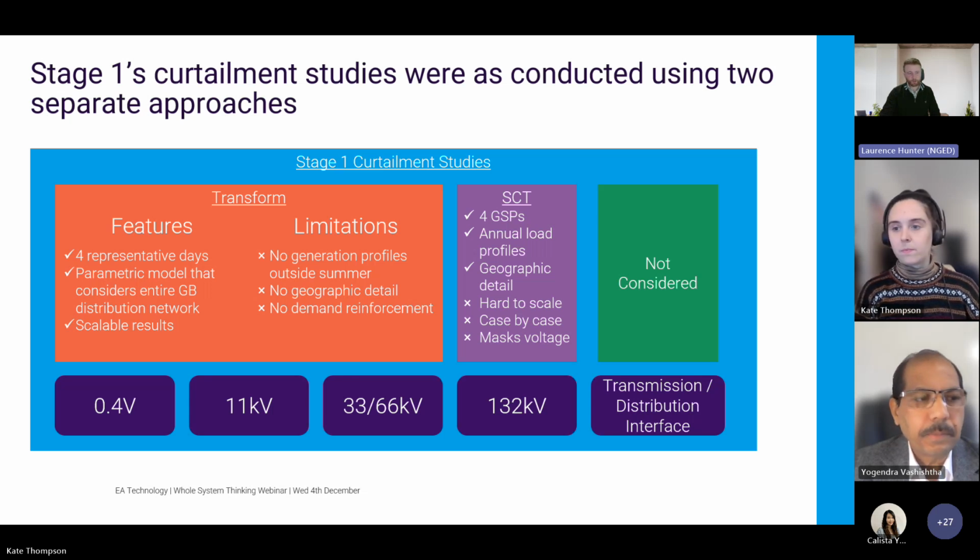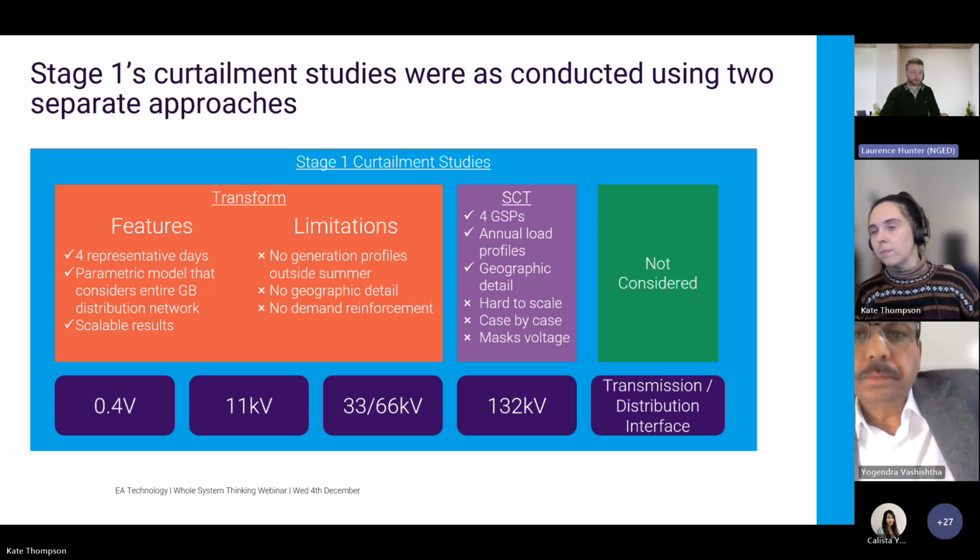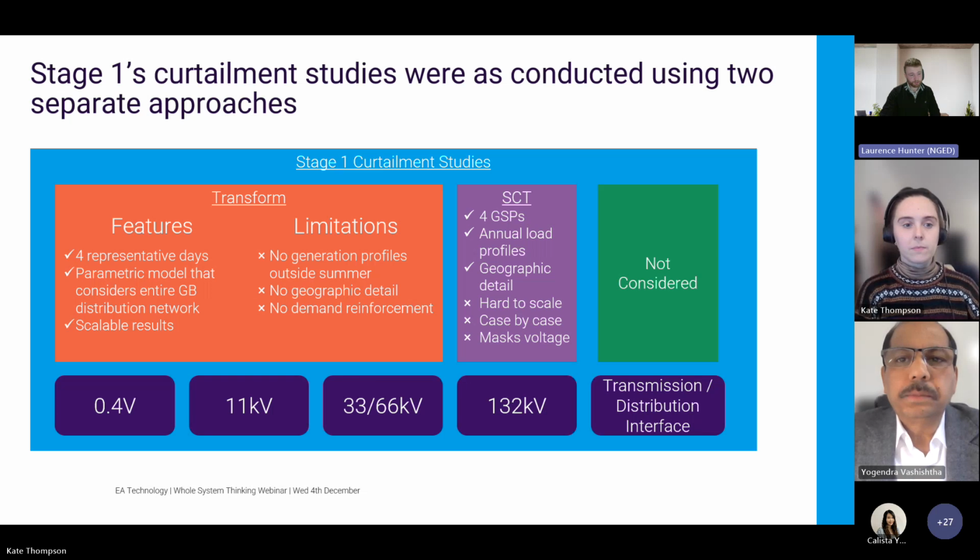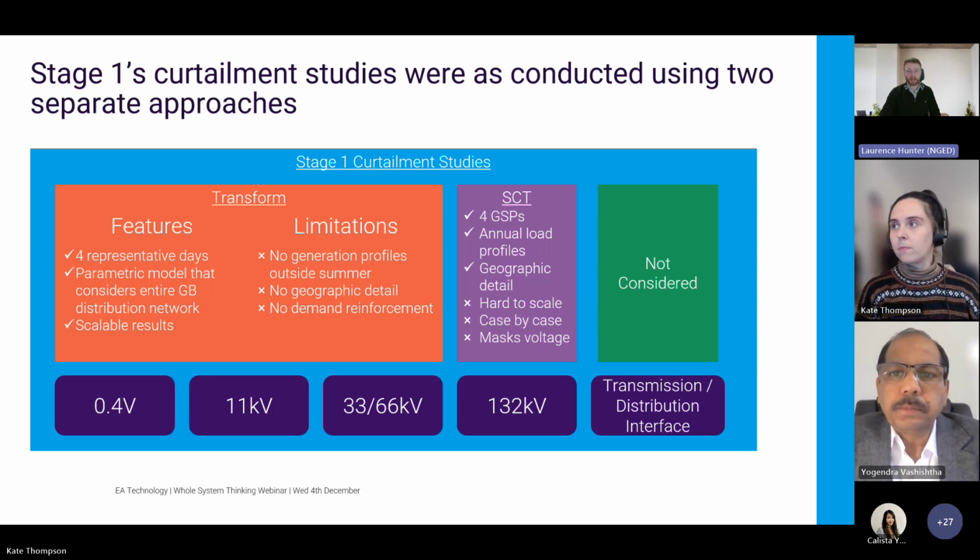Within stage 1, we employed EA Technology's Transform tool using 4 representative days to study the 400 volt to 66 kV network. And these 4 representative days included the winter peak demand, summer max generation, intermediate cool, and intermediate warm to establish an annual demand profile for generation and demand customers.